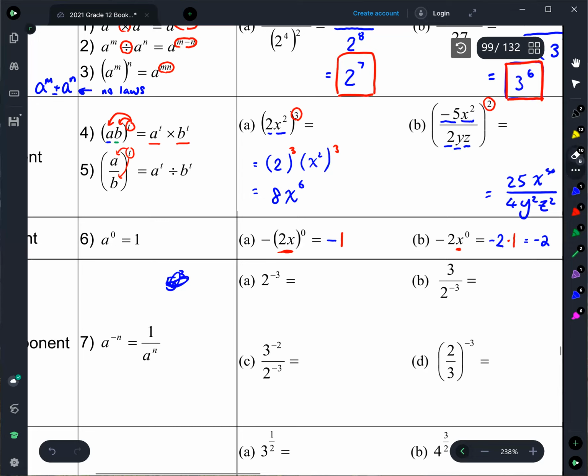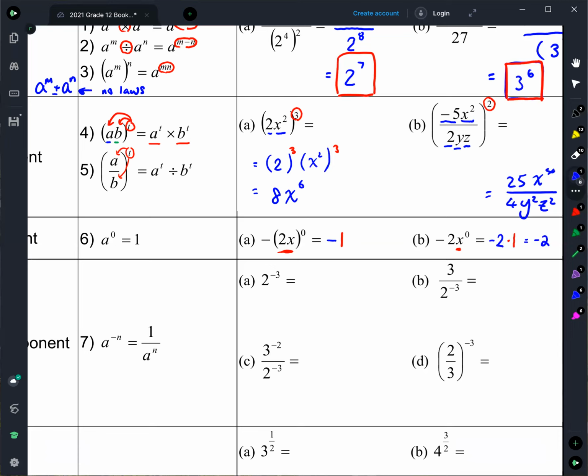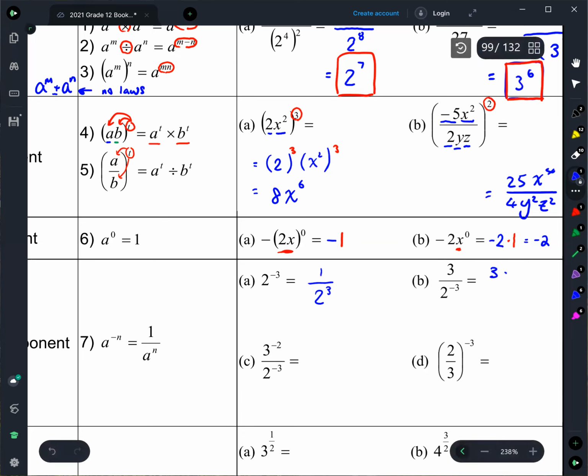Okay, next part is the negative exponents. A negative exponent brings it over to the other side. So this one will become 2 to the 3 at the bottom. For B, it will go to the other side. So instead of going down, it will go up, okay? 3 doesn't have an exponent, so 3 will stay up there and then multiply with the 2 when it goes up.